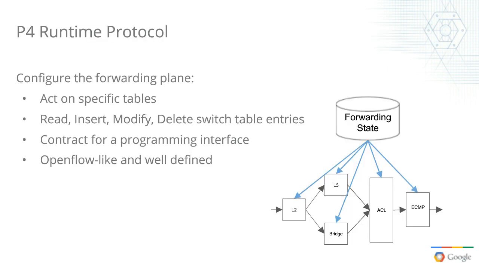Then, P4 Runtime is a protocol that allows us to configure the forwarding plane. We push the forwarding state to the chip, and the P4 definition allows us to explicitly define the API and the results we get from programming the forwarding plane. We don't need to use extra specs for the behavior. This protocol allows a controller to act on specific tables with read, modify, insert, and delete operations on entries in the switch tables. This gives us a contract for the programming interface that is OpenFlow-like but well-defined.